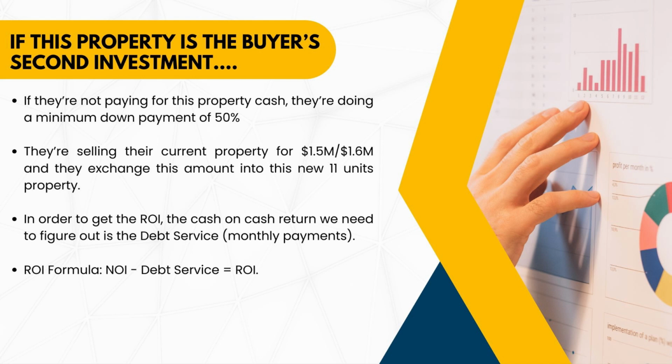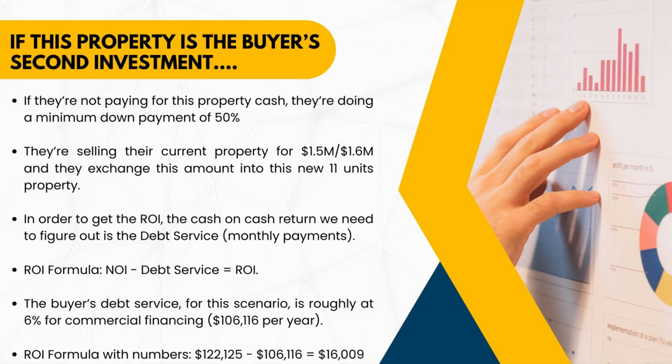The reason I bring all this up is because part of the ROI, cash on cash return, that we need to figure out is the debt service. Okay, so the formula is this. Okay, and I'm going to give it to you here. It's figuring out their NOI minus the debt service equals the ROI. Okay, let me repeat that. NOI, net operating income, minus debt service, which is the monthly payments, right, equals ROI. Okay, that's the formula. So let's start with the NOI on this particular property.